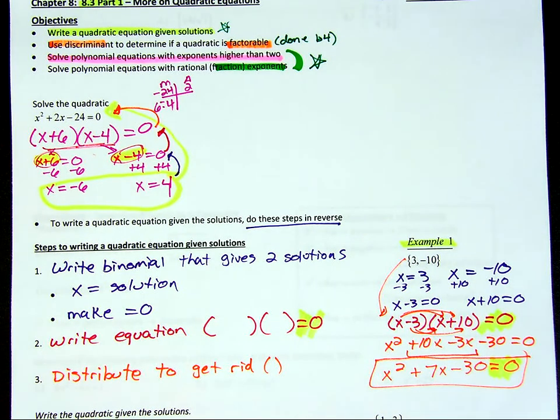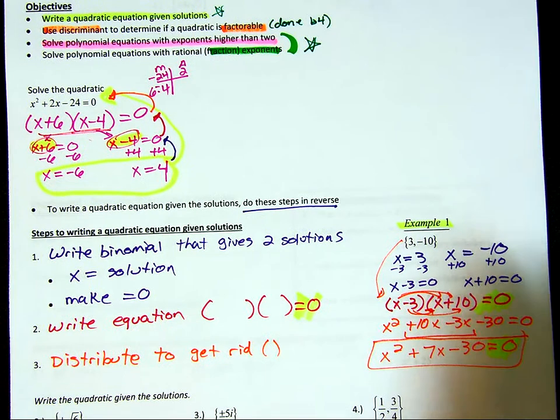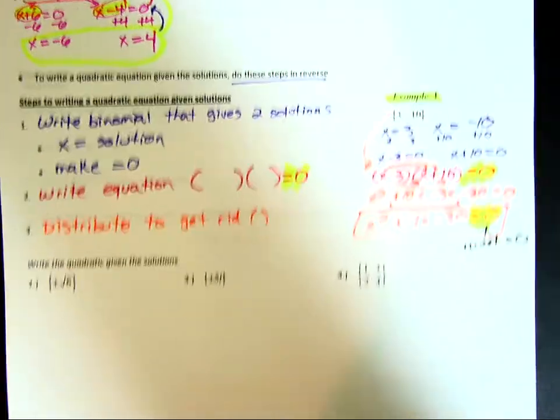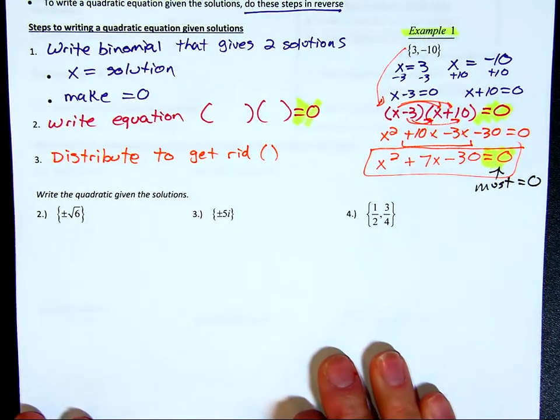This is where students frequently lose points on the quiz. It must be equal to 0. Otherwise, you could not have solved it to begin with. All right, so let's try that with these down here.